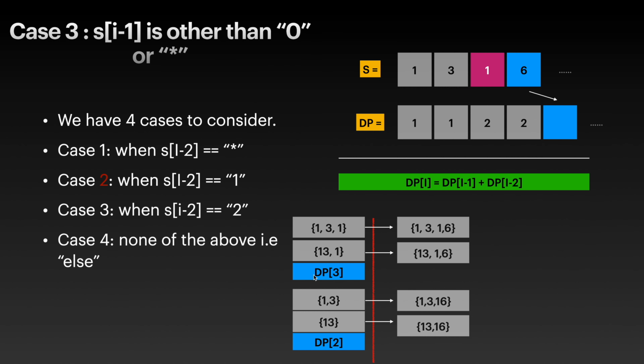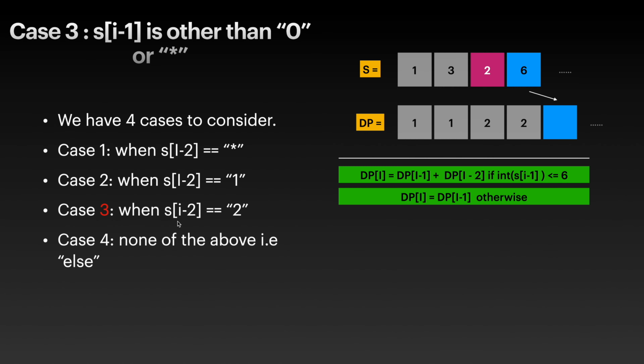Okay, so for dp of 3, we would have 1, 3, 1, 13 and 1. And then we will be just adding 6 here. So we do not change, we are just adding 6 to the existing combinations here. Same for dp of 2, we'll be just adding 16 to this guy, right? So that's why our recurrence relationship is given by dp of I equals dp of I minus 1 plus dp of I minus 2.